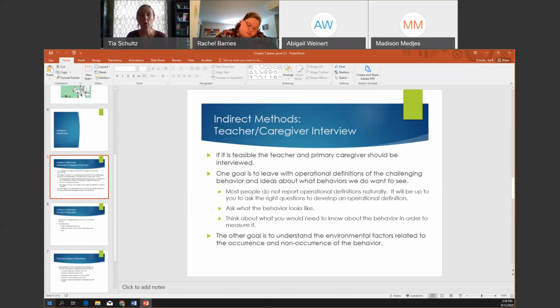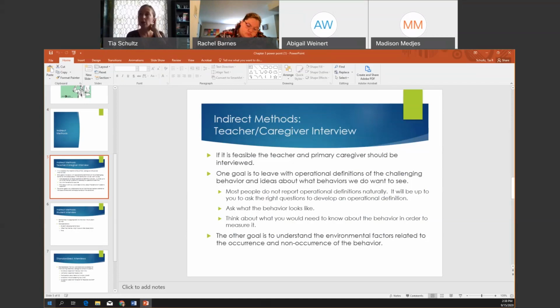And so your job in your interview will be to ask questions to help get at what that behavior definition is specifically. And one way to do this is to think about and ask about what that behavior looks like, because then people will start to share information that is more operational. So you'll ask questions to start to get a handle on that definition.